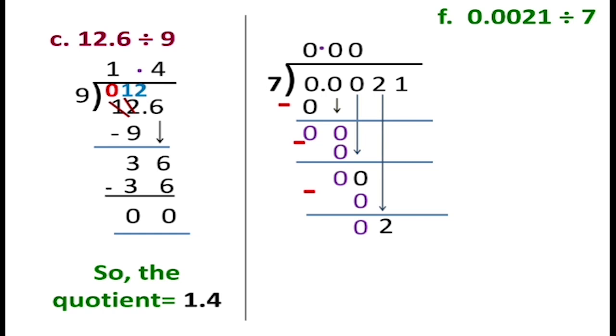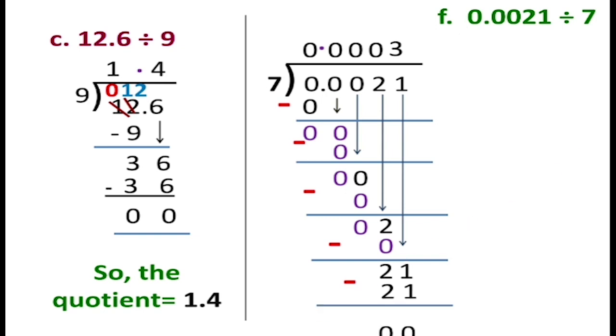So again do 7 zeros are 0, write 0 here, then subtract 0 from 2, you will get 2. Now bring this 1 down, here it becomes 21. Now we know that 7 into 3 equals 21, write 3 in the quotient and 21 here. Then subtract 21 from 21, you will get 0. So the quotient is 0.0003.